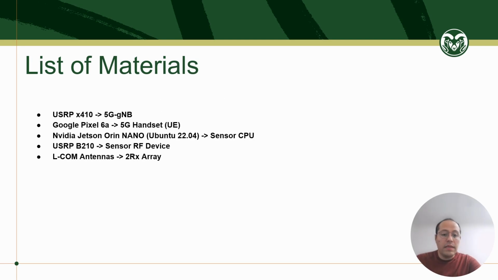The list of materials is basically a USRP X410, which is the 5G transmitter or the 5G gNodeB, and a Google Pixel 6a, which is the handset that we are going to try to localize. I implemented my algorithm on an NVIDIA Jetson Orin Nano using Ubuntu 22.04. The receiver radio is the USRP B210, and the antennas are omnidirectional antennas covering a wide frequency range.